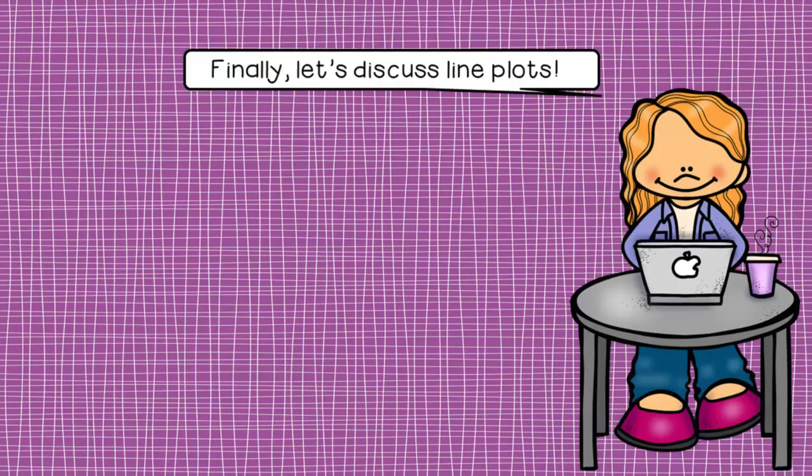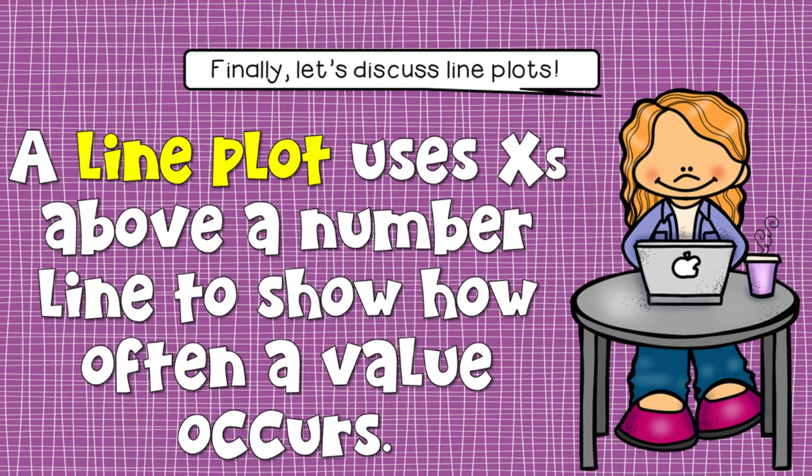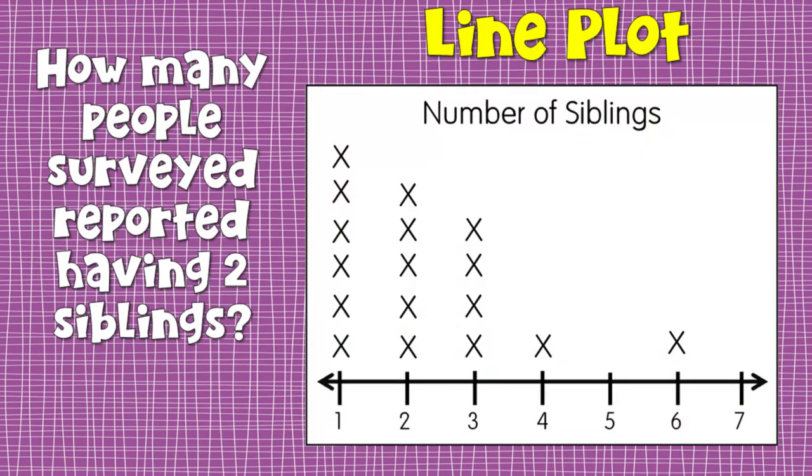So now we've learned about measuring. So now let's go into that second part of line plots. A line plot uses X's above a number line to show how often a value occurs. We learned about bar graphs and pictographs to organize data points. Well, this is just another way of doing so. This is an example of a line plot.